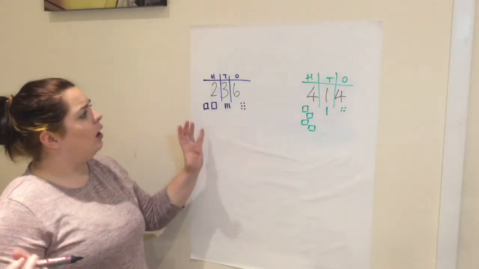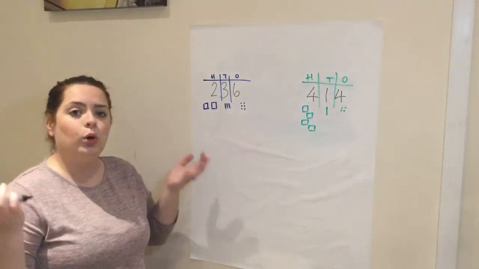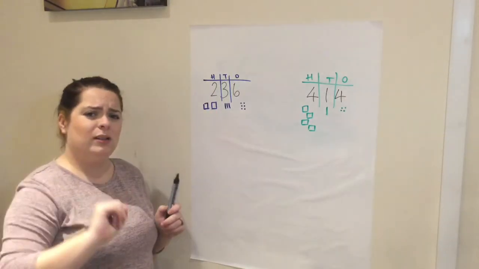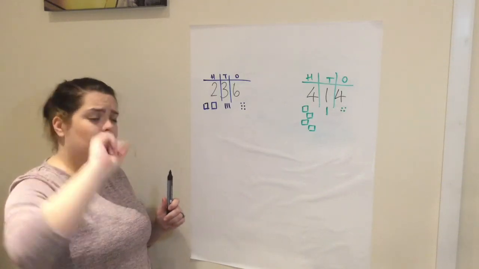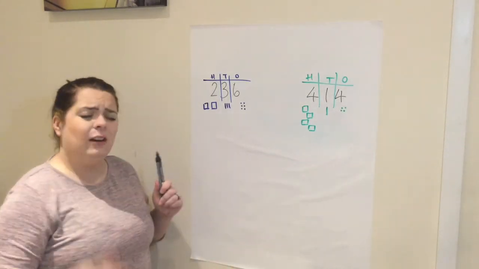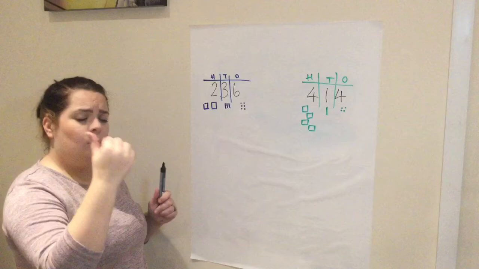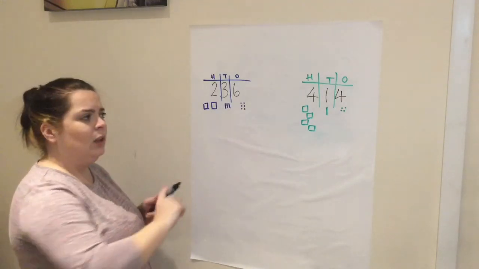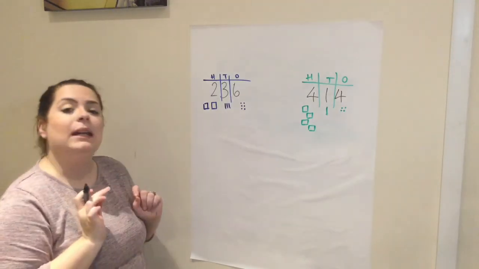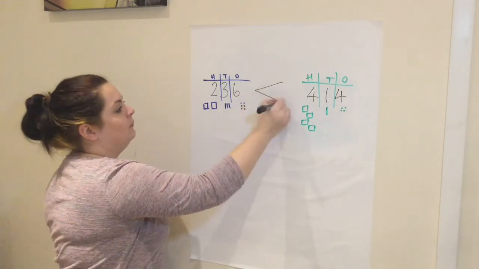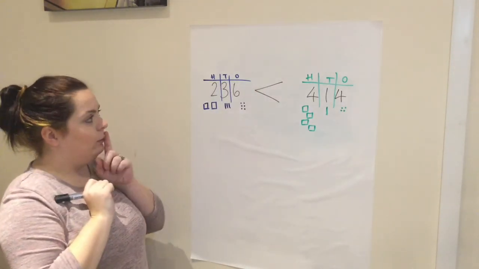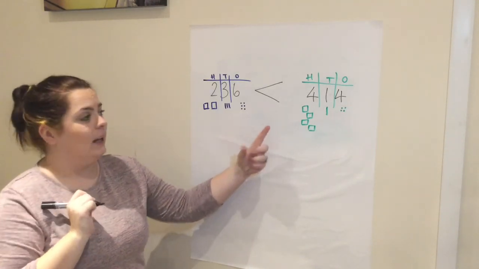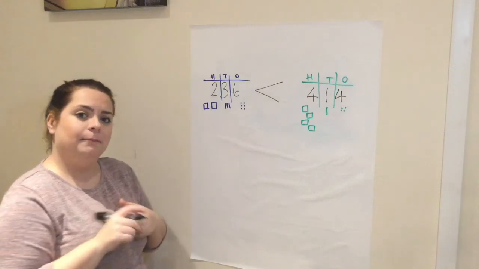Okay, so I'm going to start with the 100s. Which one has more 100s? Which one is the biggest number? This side has 2 lots of 100, so I've got 100, 200. This one has 4 lots of 100. 100, 200, 300, 400. So I think this one is the biggest number. So I've written 236 is less than 414.